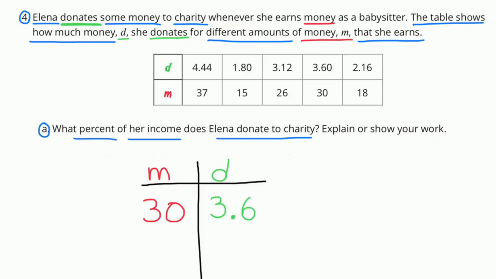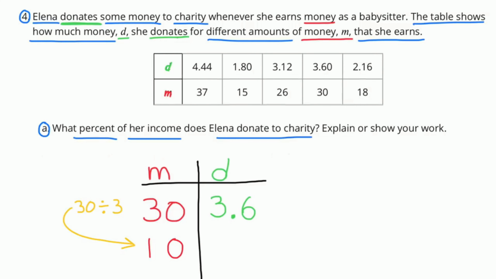In this chart, she shows different amounts of donations for different amounts of money earned. I selected to use $30 of money earned and the $3.60 donated, and I have it here represented in my chart. The money is $30 and the donation is $3.60. I just wrote it as 3 6/10. I chose these numbers because I can easily turn $30 into $10 by dividing it by 3.